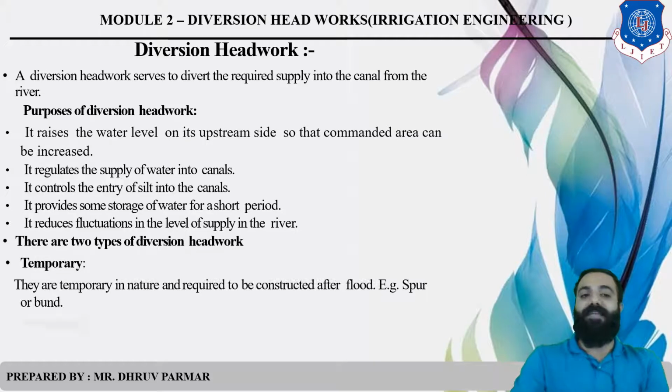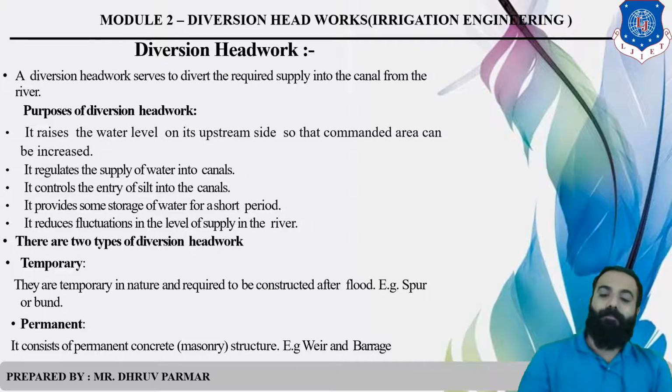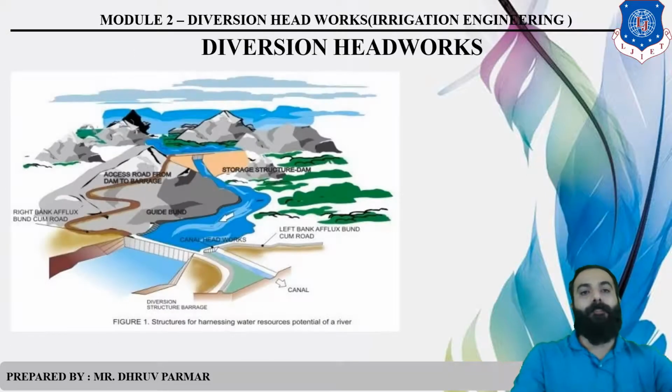There are 2 types of diversion headwork: first temporary, second permanent. Temporary ones are temporary in nature, constructed for some duration, like a month or a week, like a spur or bund. Permanent ones are concrete or masonry structures, like a weir and barrage. So this is the layout of diversion headwork.